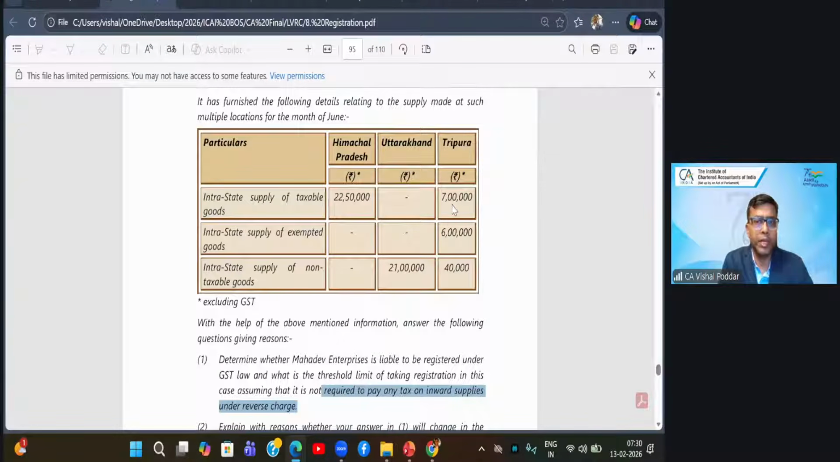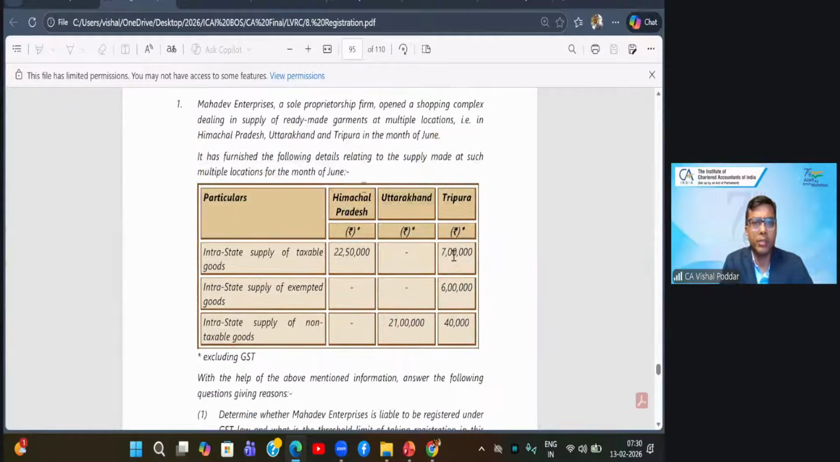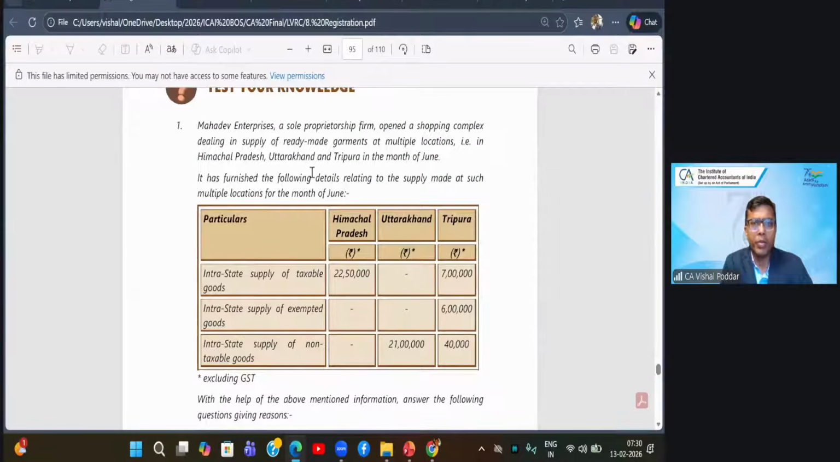2250 plus 7 is 2950. Then you have 6 lakhs, you have 21 lakhs, this is 27 lakhs and 2740. So this is 2740 and this is 2950. Adding both the two, whether it exceeds the requirement. Firstly, what is the total of all these turnovers? So 2950 plus 2740. 27 and 29, 56, correct. 5690, correct. So my aggregate turnover in this month of June, and why we are only considering June?